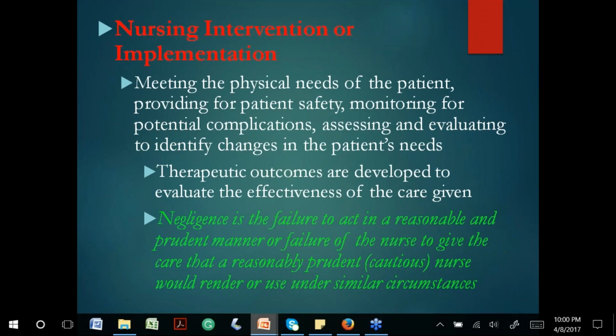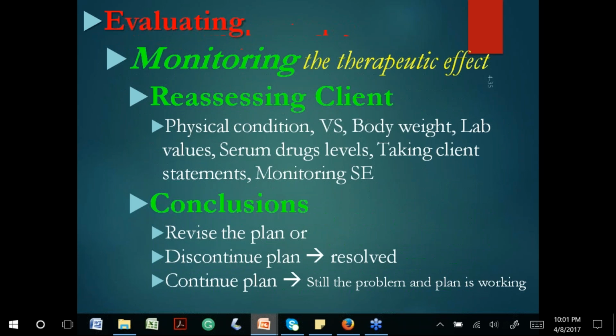Right? Interdependent. All right, so negligence, open eyes, open ears, is the failure to act in a reasonable and prudent manner, or the failure of the nurse to give the care that a reasonably prudent, cautious nurse would render or use under similar circumstances. So in other words, you make a mistake. They have some legal definitions that we don't want to go into here, but negligence is actually your responsibility at the end. Okay, so be careful with it.